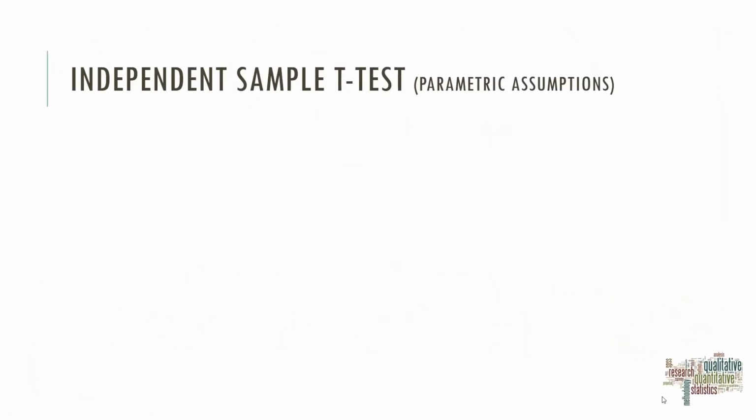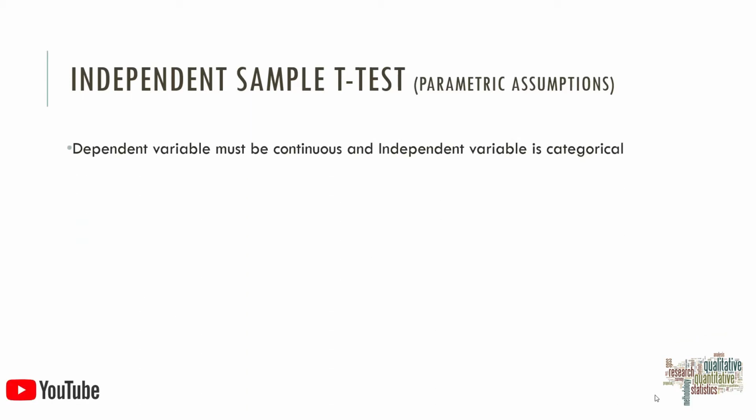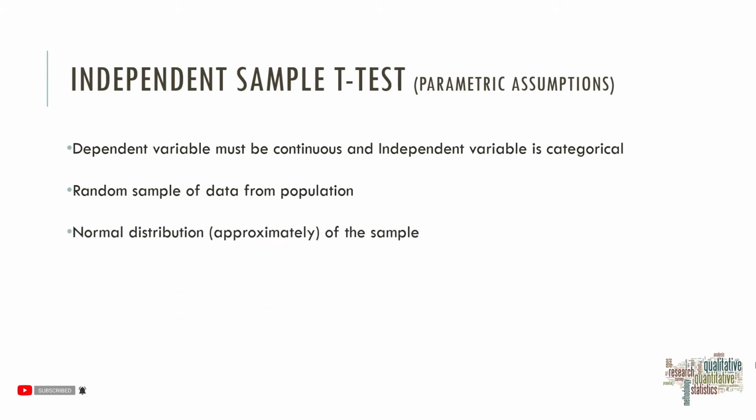So now let's see the independent sample t-test parametric assumptions. The dependent variable must be continuous and the independent variable must be categorical, such as group 1 or group 2. We must have a random sample from a population, okay? We expect to have normal distribution. Also we expect to have homogeneity of the variances, and as usually we expect to have no outliers in our sample.